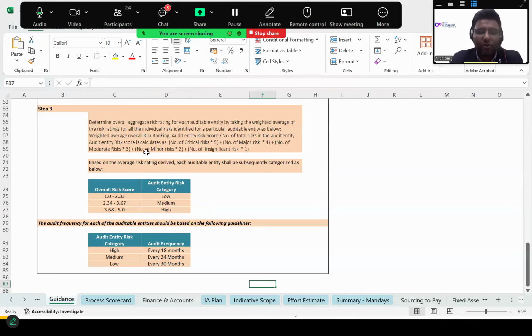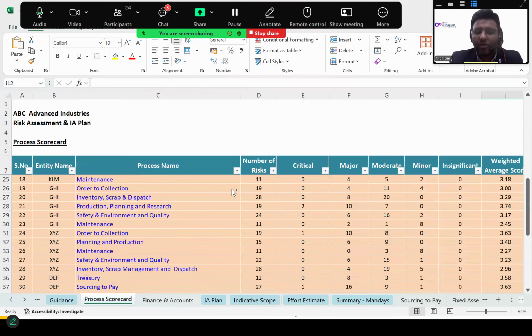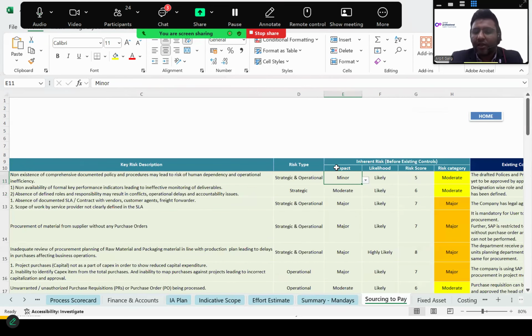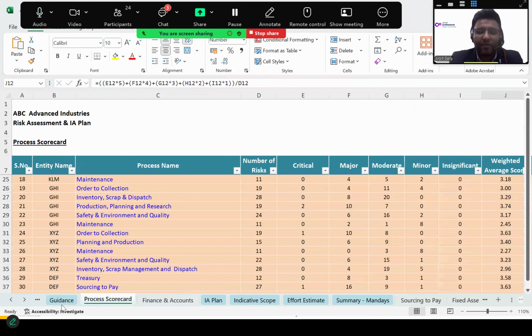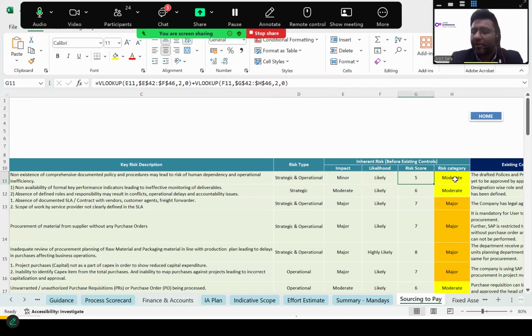So what is minor? Let's go back to the guiding document. What was minor? Anyone? 2. And what was the likelihood here? The likelihood is likely. What is likely here? It is 3, right? So 3 plus 2 is 5. So 5 gets in where? What is the risk category? Moderate. It is the moderate category, right? So here, if you see, it is the moderate category.